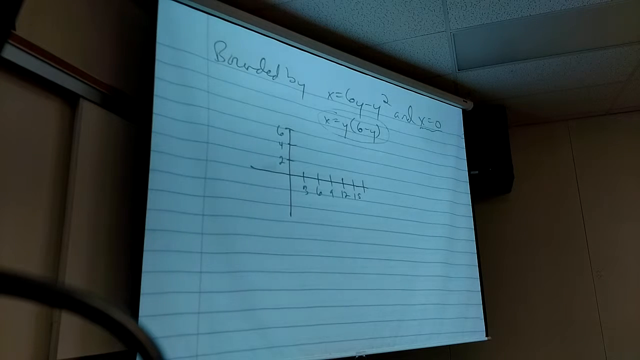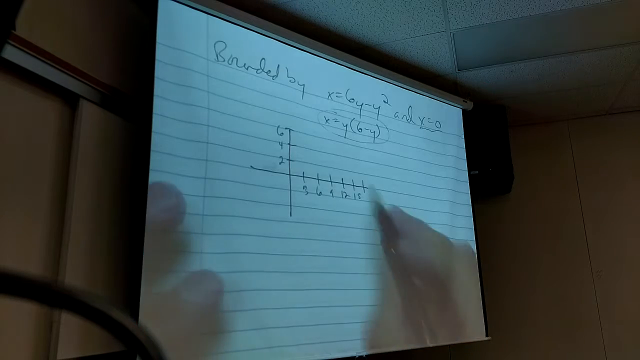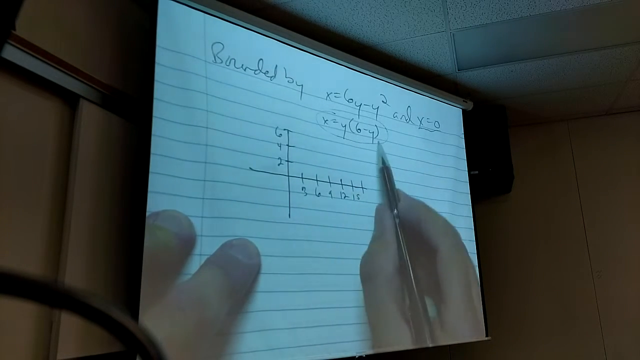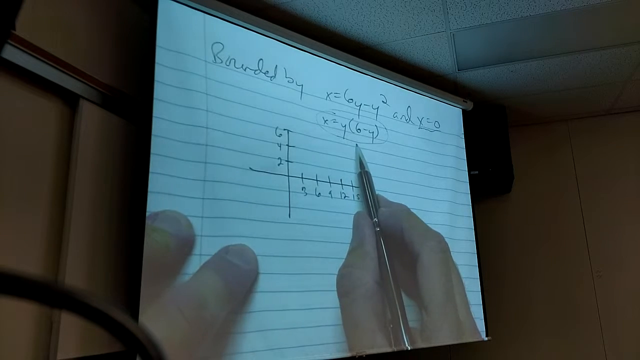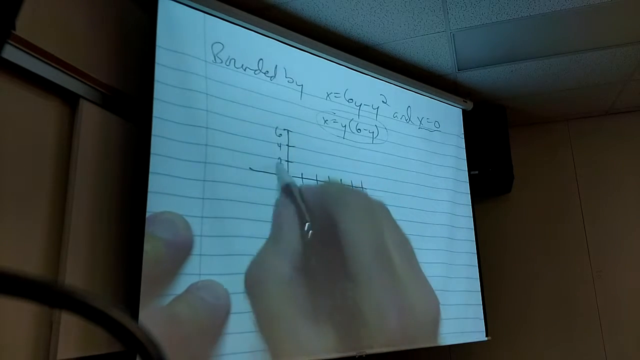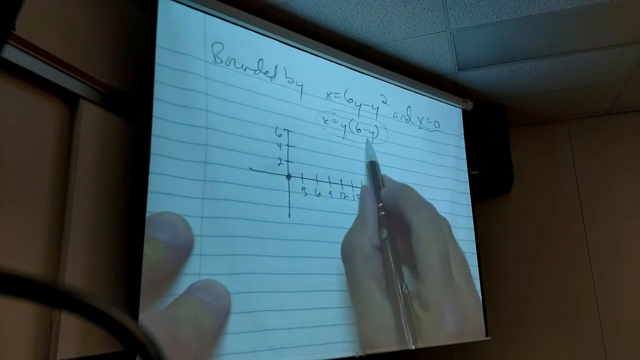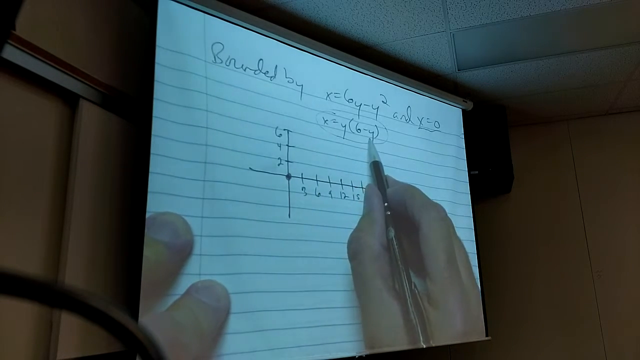Well, no, not x. That doesn't make any sense. It doesn't work for any number, but you can see the y-intercepts, right? I mean, what makes this 0? If y is 0, x is 0; when y is 6, x is 0. Okay.